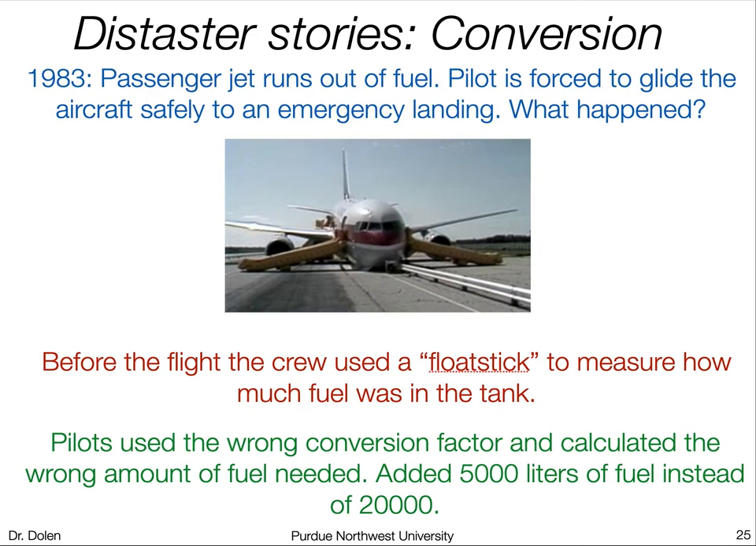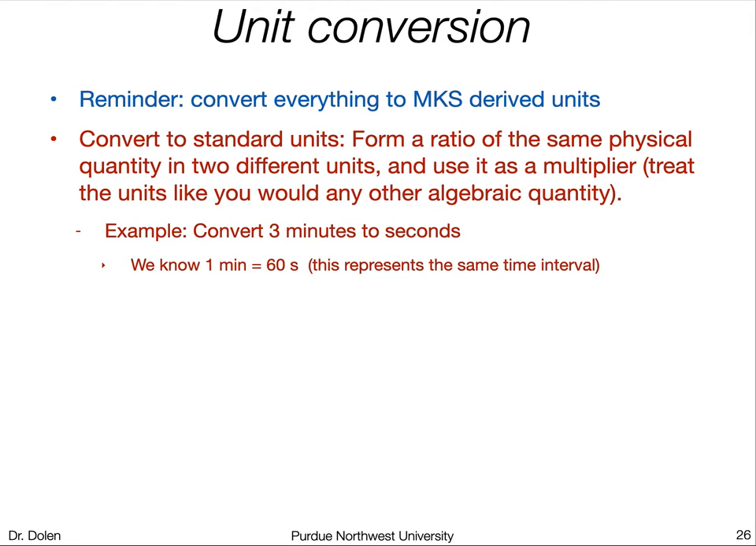And then my final example is the 1983 jet that had to emergency land because it ran out of fuel. How did it run out of fuel? Well, the pilots were using something called a float stick to measure how much fuel was left in the tank before they lifted off, and they used the wrong conversion factor. They didn't convert their units properly, and therefore they added 5,000 liters of fuel instead of 20,000. So that's another example of a unit mistake, and this time it was a unit conversion problem, which is our next topic.